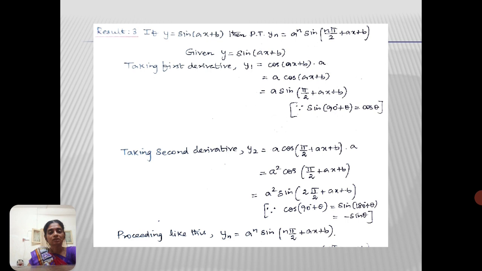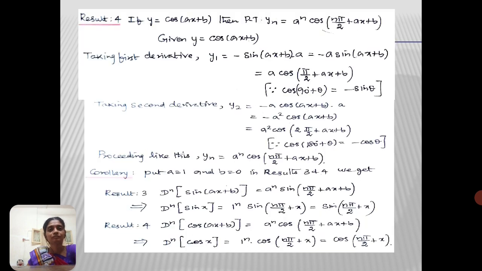So proceeding like this, we get yn equal to a^n sin(n pi by 2 plus ax plus b). Now result 4. If y equal to cos(ax+b), then yn equal to a^n cos(n pi by 2 plus ax plus b). Taking the first derivative, y1 equal to minus sin(ax+b) into a. Here minus sin(ax+b) can be written as cos(pi by 2 plus ax plus b).